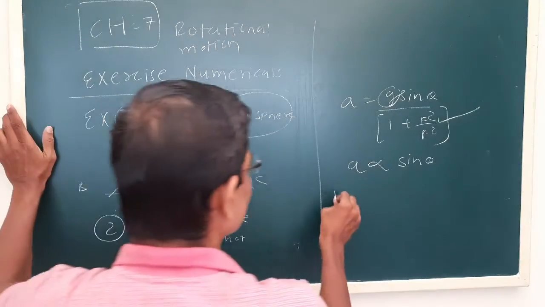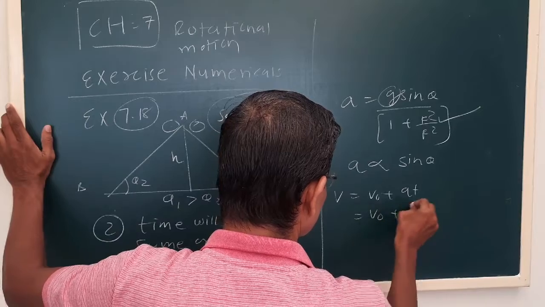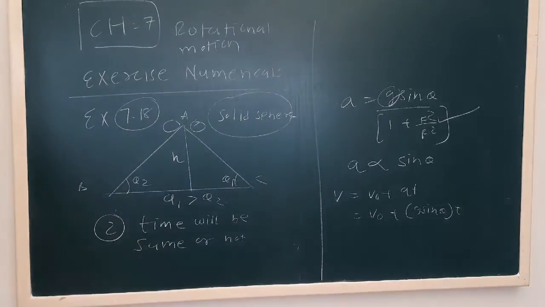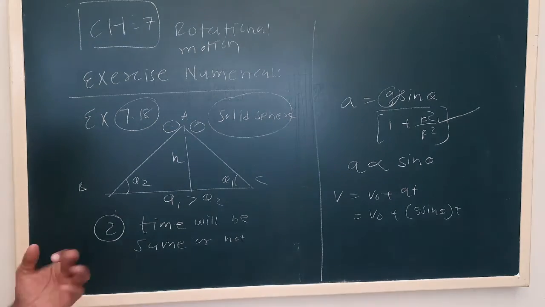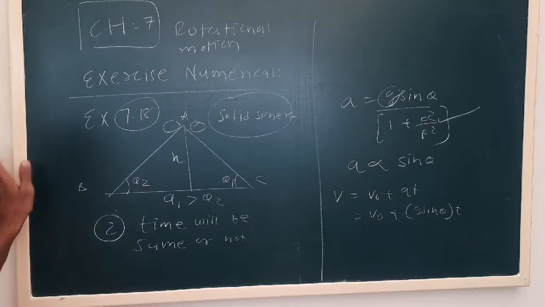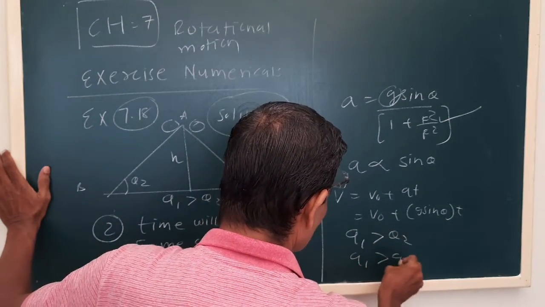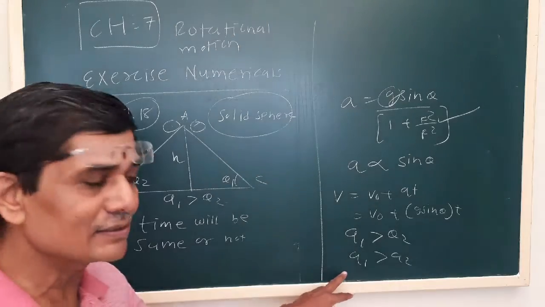Now see, our equation is V is equal to V naught plus AT. Now whichever has the more slope, the acceleration will be more. So here theta 1 is greater, so A1 will be greater than A2. Now whichever has more acceleration will take less time. More acceleration means less time.